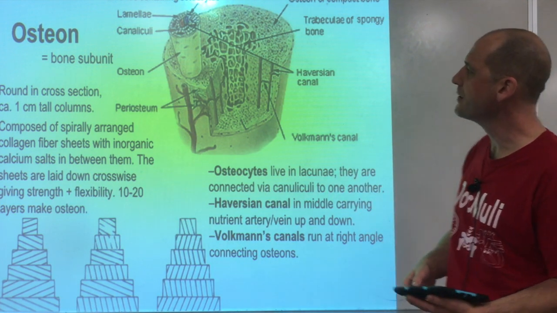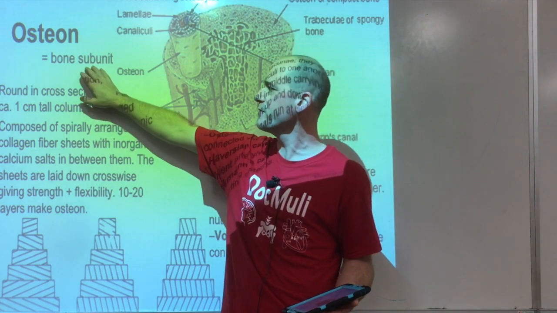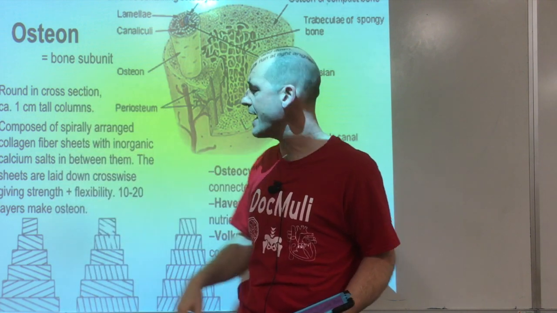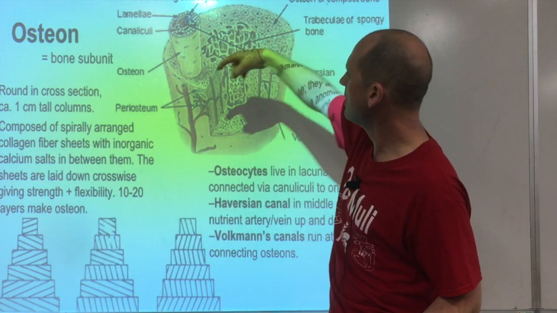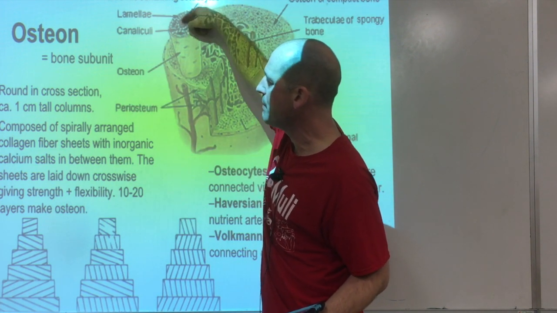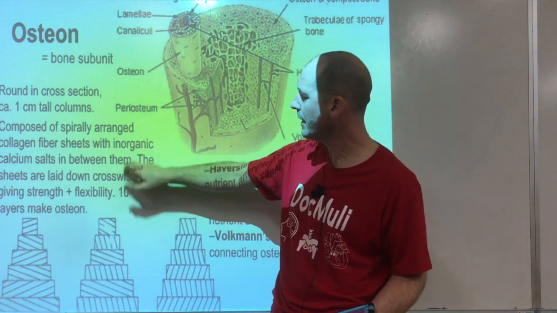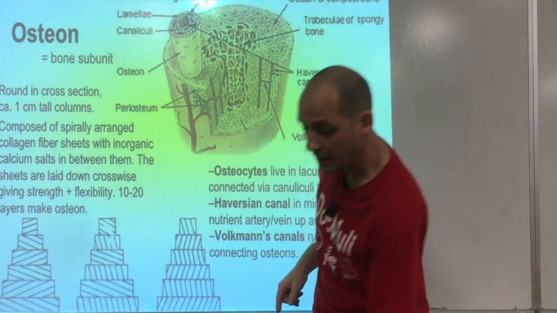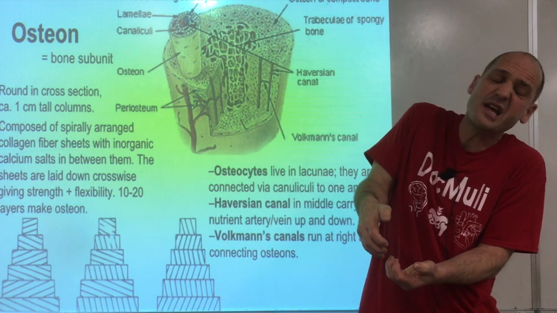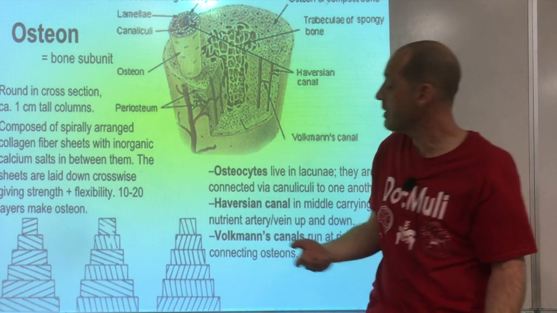So the osteon is a bone subunit, which means we can study how bone works in that unit. That's why we do that. What we have here is round, spirally arranged collagen fibers with inorganic salts in between them. We already talked about that. The cool thing about that is salts are like bricks. If you want to bend the brick, it breaks. You can't bend the brick without breaking it.